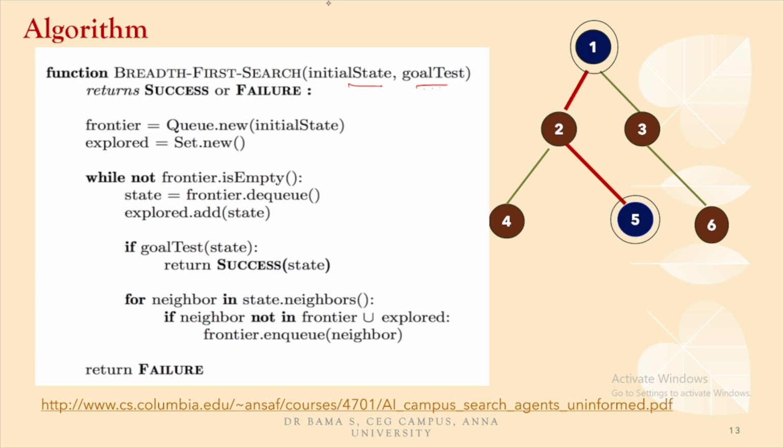Frontier is pretty much the queue that we had as a variable, and explored is the expanded nodes, whatever is being visited. So, when the frontier is not empty, we dequeue it, and we add the visited state into that explored variable. If it is the goal state, imagine that it is 5, it is a success. Otherwise, put the rest of the nodes in the queue one after the other until we get that goal. If there is no goal, it returns a failure. So, this is the algorithm for BFS.